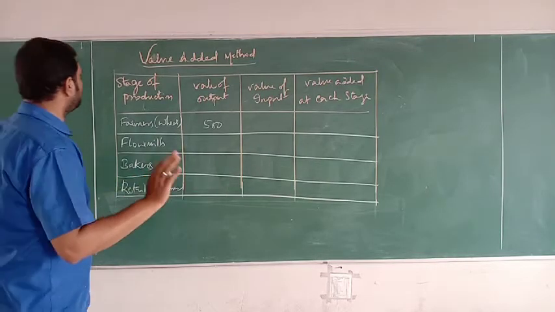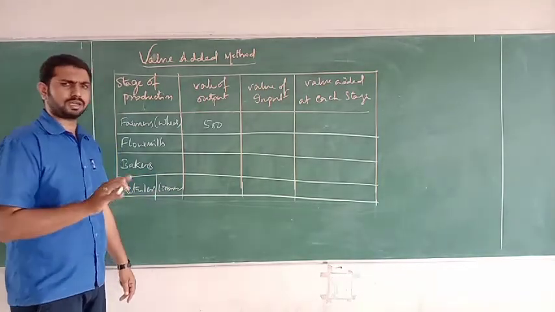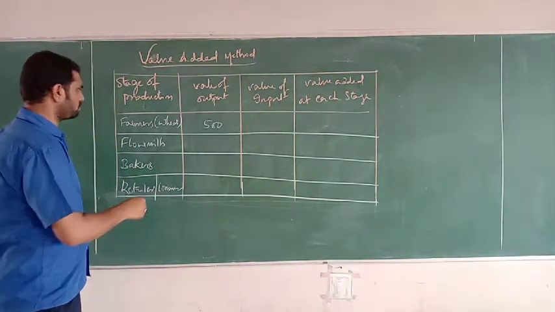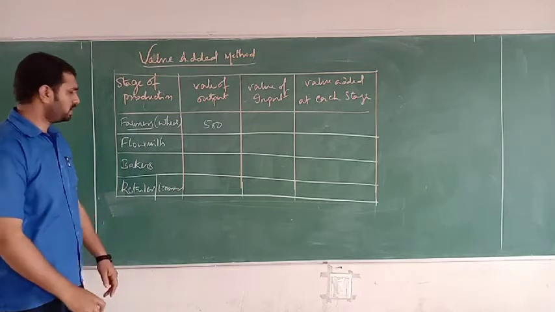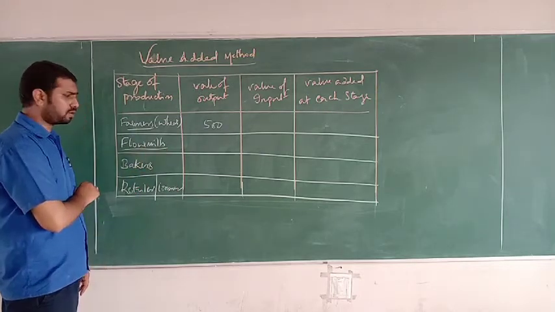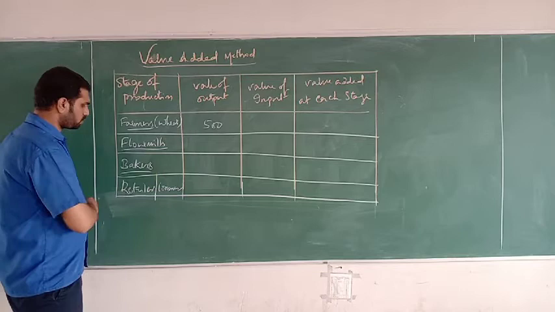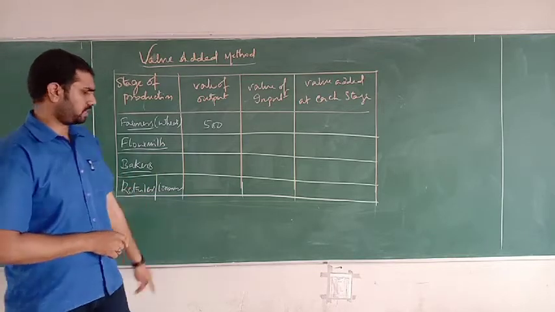Assume there are 4 stages of production of a particular bread. The first is the farmers, next the millers, that is the flour mills, then the bakers, the bakeries, and the retailers.